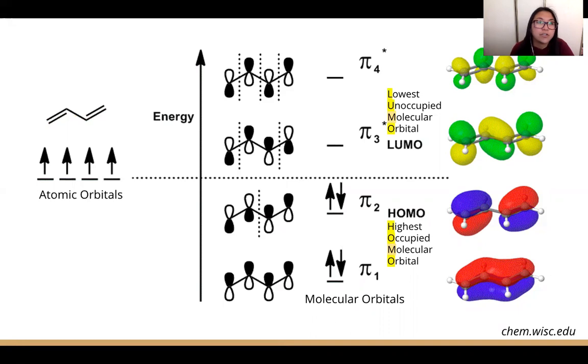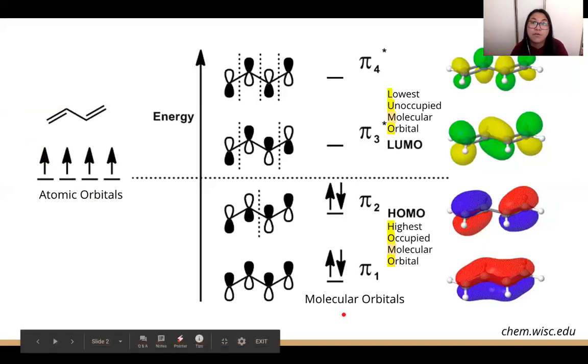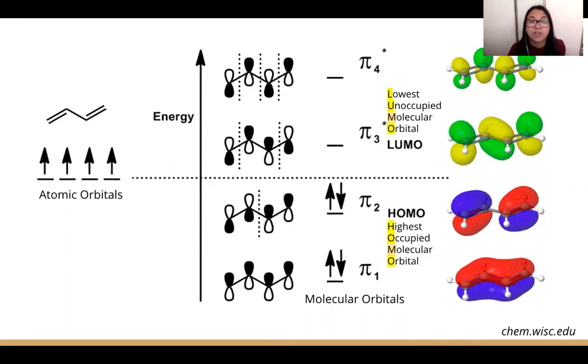So in this structure, how many electrons do you have for the p orbitals? We have 2 pi bonds, and for each pi bond, we have 2 electrons filling those orbitals. So we're going to have a total of 4 electrons for the atomic orbitals. And however many atomic orbitals you have is how many molecular orbitals you're going to have. So we have 4 atomic orbitals, so on the right side, we're going to have 4 molecular orbitals. And within the molecular orbitals, you're going to have bonding and anti-bonding.